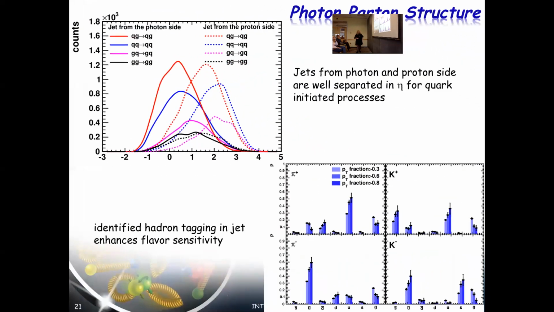Okay, what we have been doing then, we went one step further and identified hadrons in the jet, pions, kaons, pi minus, and K minus, and did a pT cut, so basically looking at how leading this hadron is, and then did a check on if it is a pi plus, how you can enhance the fractions, and it is a U bar.